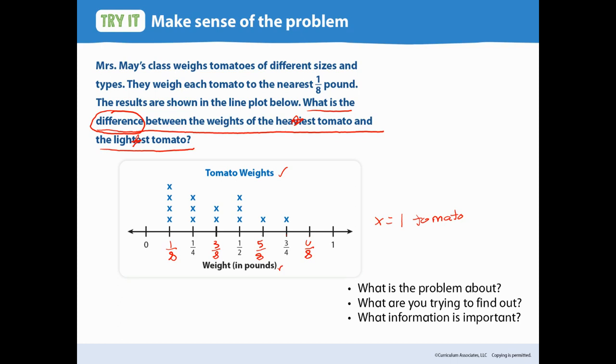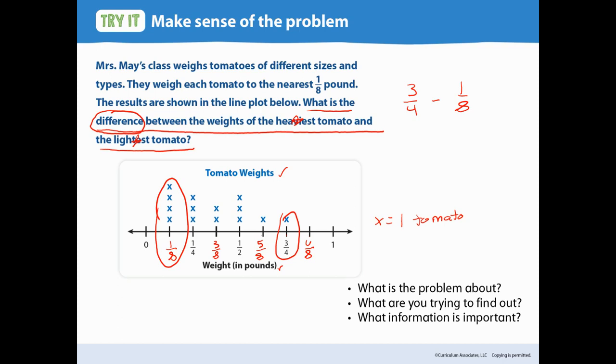All right, so let's take a look at this. So we already have our numbers. We know what we're doing. We're subtracting the heaviest and the lightest tomatoes. So I would have 3/4 minus, what is that, 1/8? Because my heaviest tomato is right here. My lightest tomato is right there.